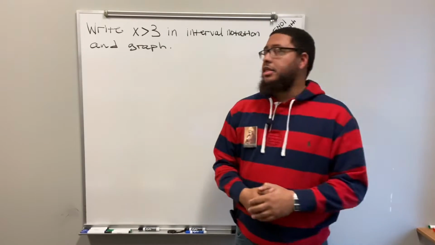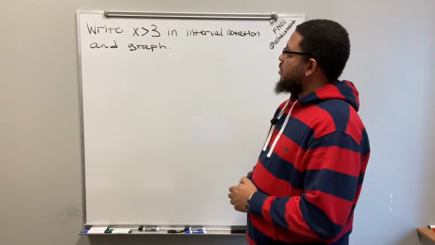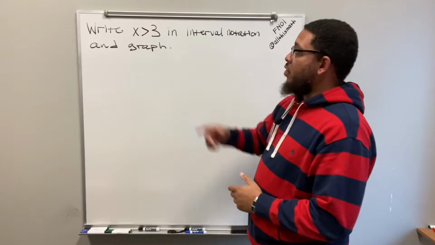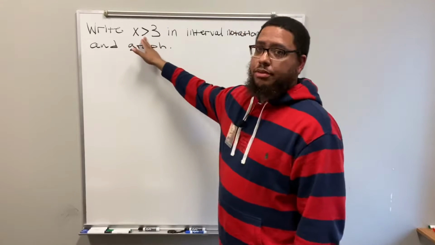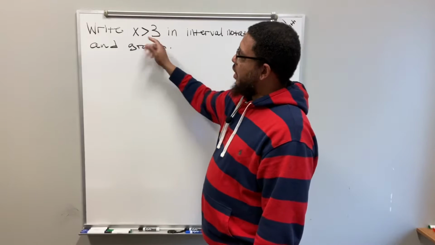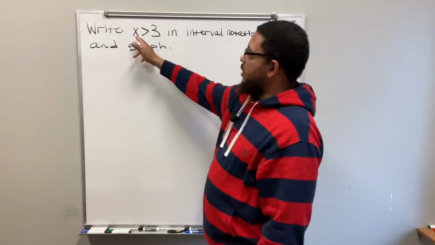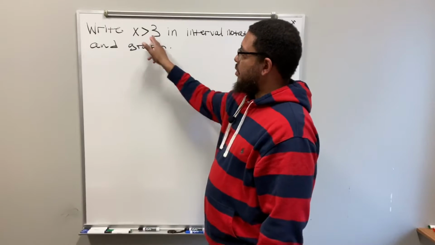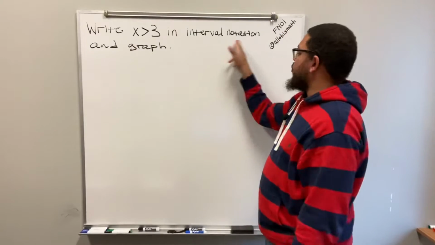Now, let's take a look at what we're getting into today. Today, we are going to write x is greater than 3. That symbol right there is an inequality symbol, which means greater than. So we read it from left to right. The open part is facing the larger quantity, right? So that means x is greater than 3. Remember that. Write x is greater than 3 in interval notation.